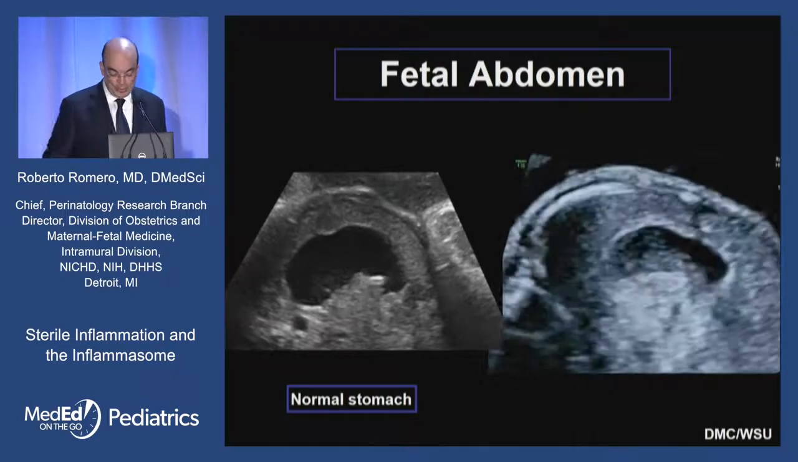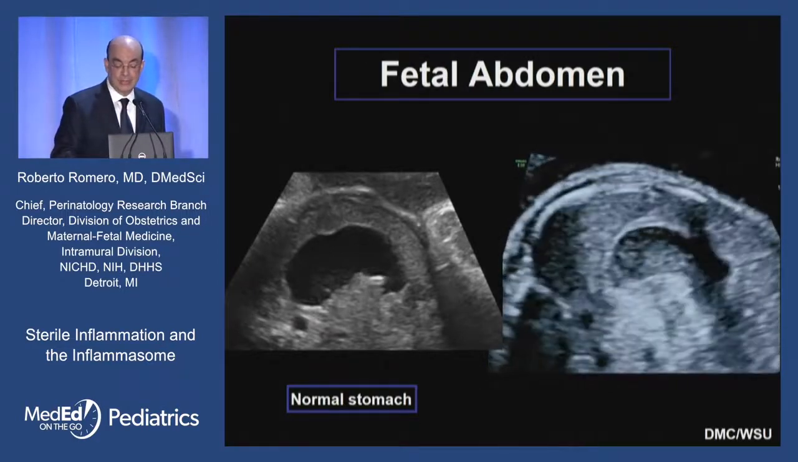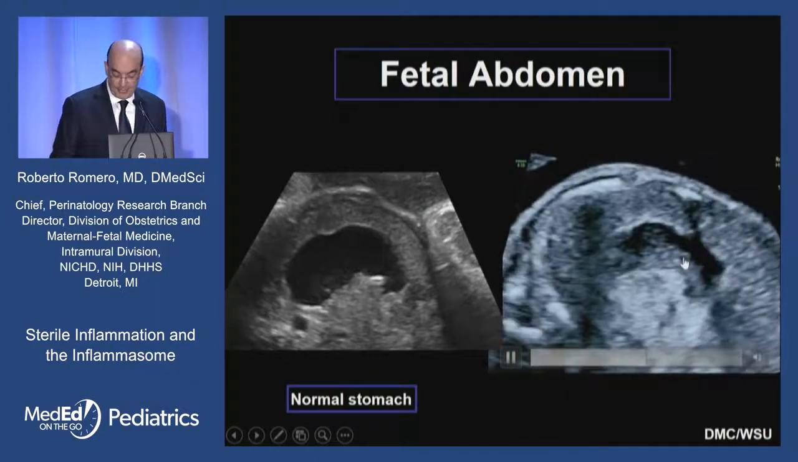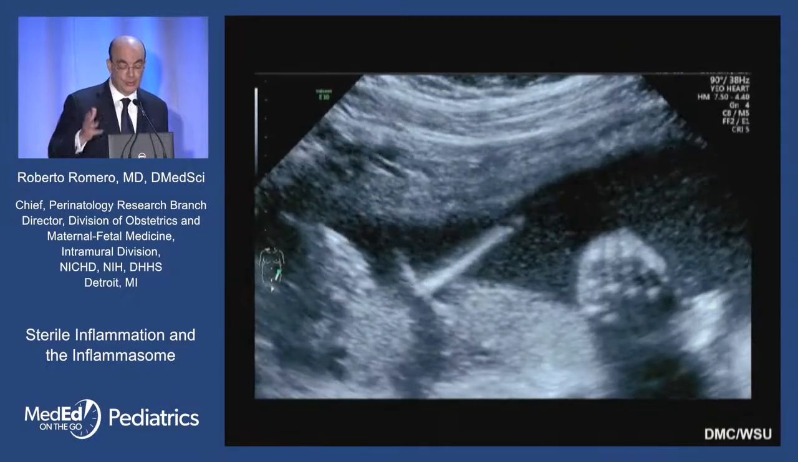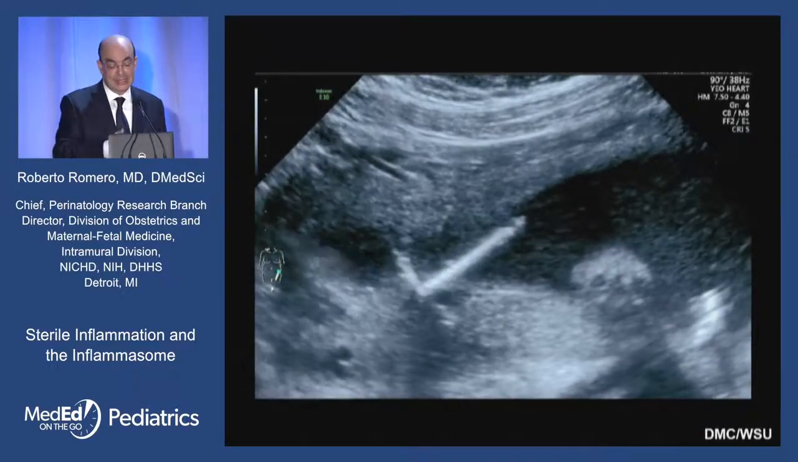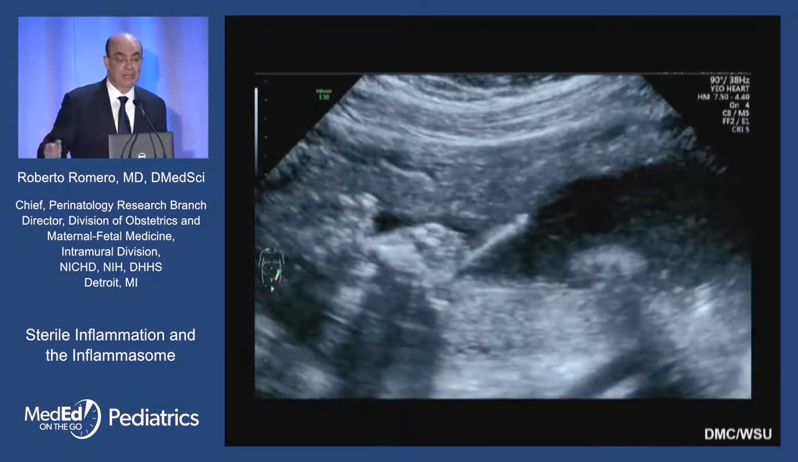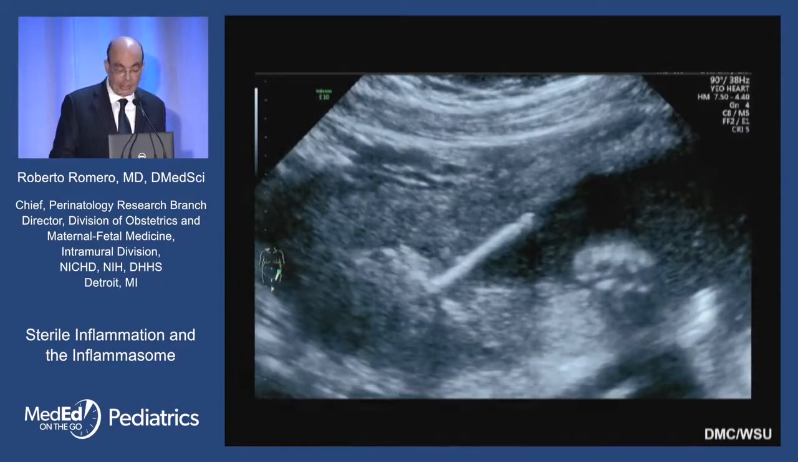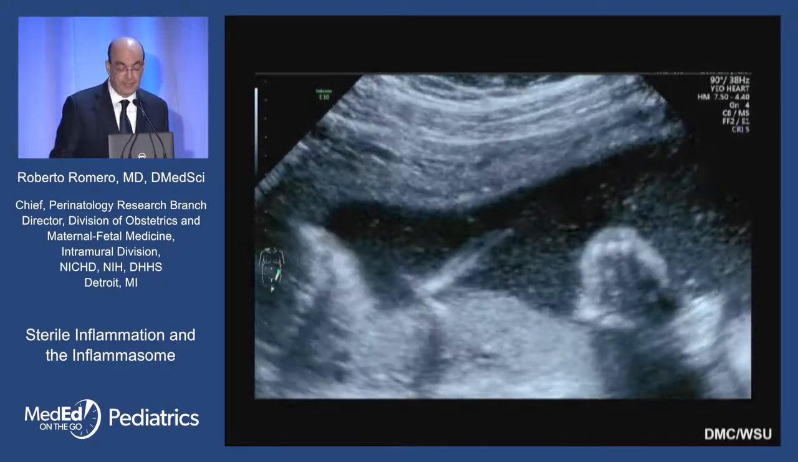On the left is a normal stomach, and you can see on the right that this fetus has something inside the stomach, debris. We do not continue to do the ultrasound, and it's quite clear that the patient has gotten pregnant with an IUD in the uterine cavity. You can see the T of the IUD there.